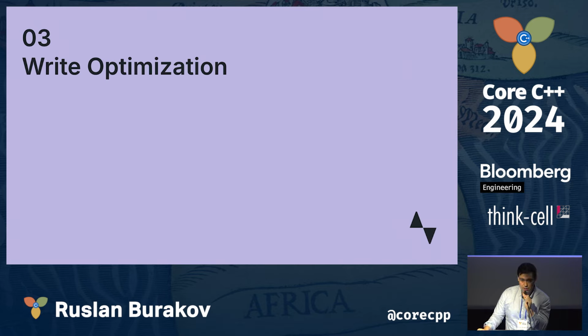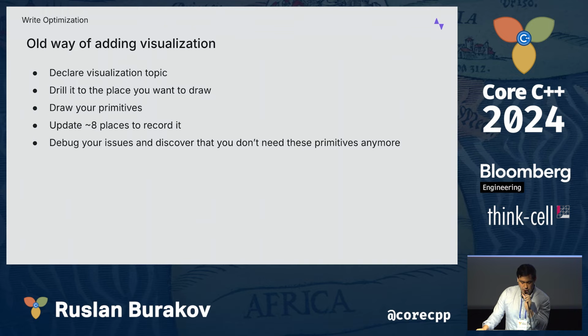After that go the write optimizations. By that, I mean essentially how easy it is for developers to add new stuff on the screen. Before that, our experience with visualization used to be something like this. When you had to add something, you had to declare in ROS your visualization topic.